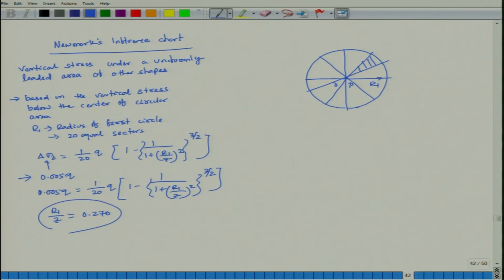So, for the circle with radius R1, what does it mean? Every 1/20th, that means because you have divided into 20 parts, every part will be equal to your R1, which will be 0.270 Z. Now, this small area carries 0.005 q.